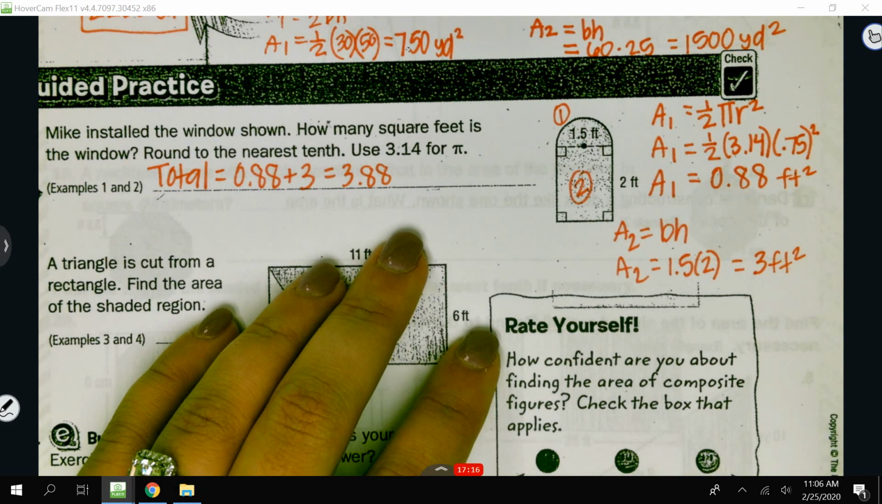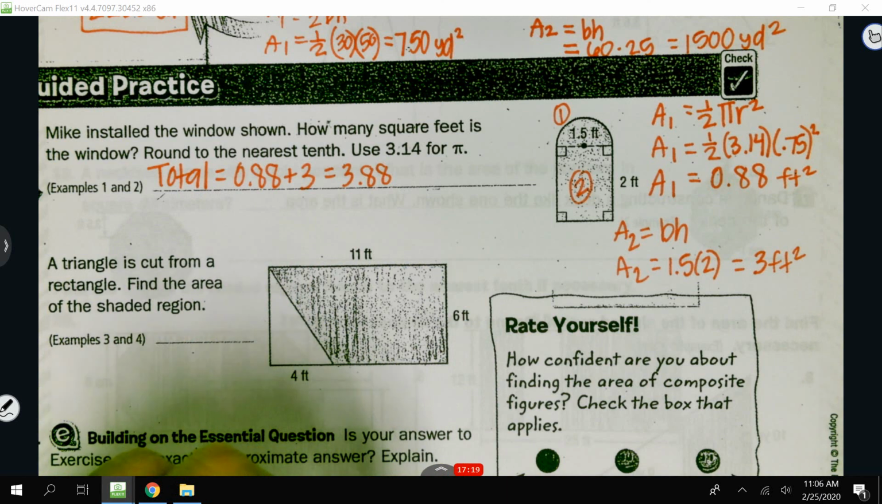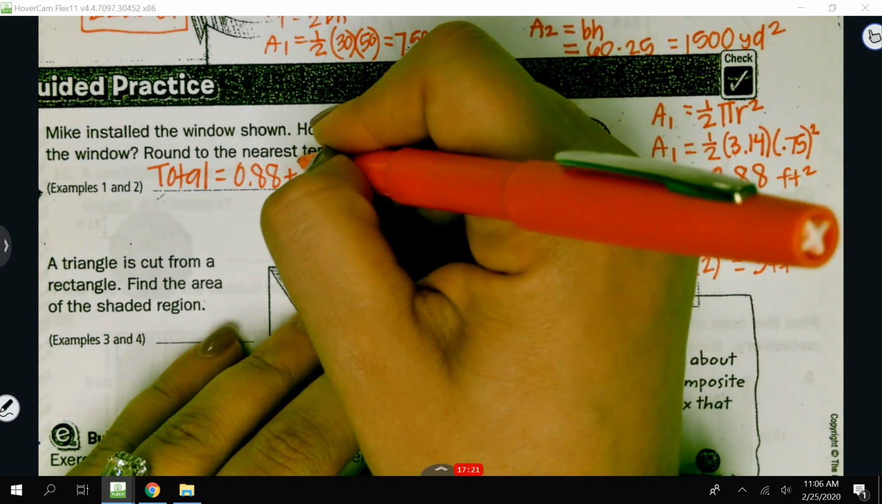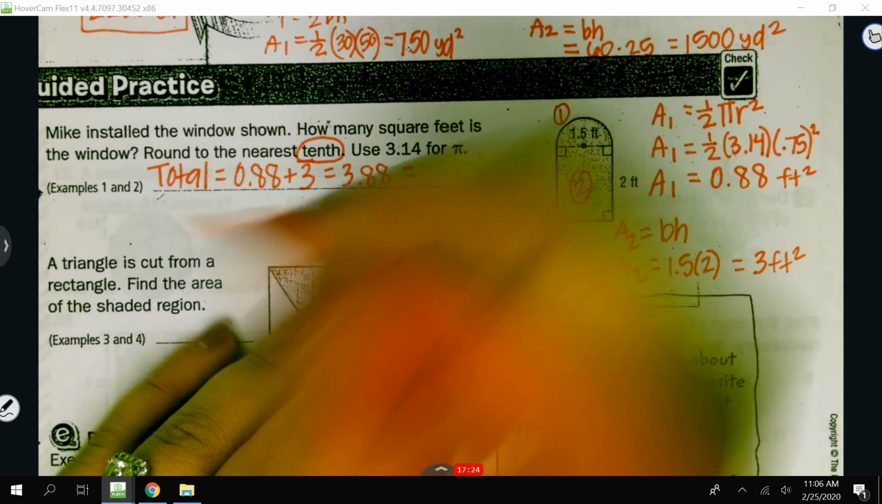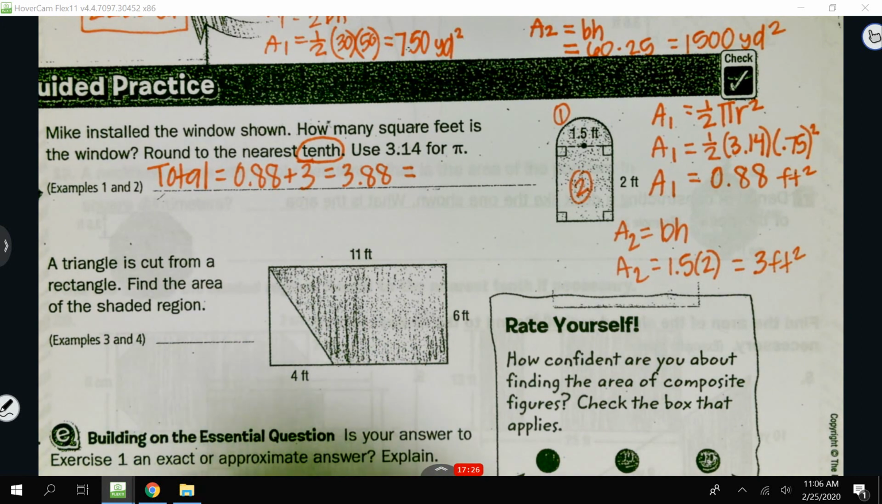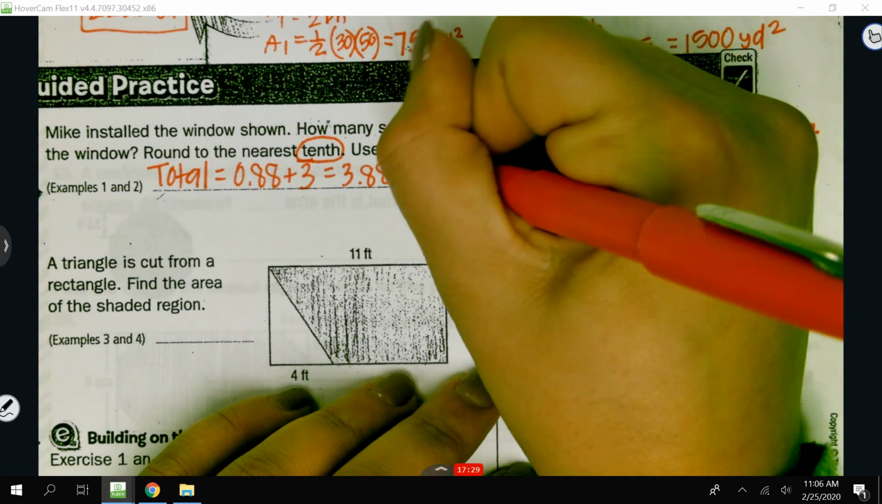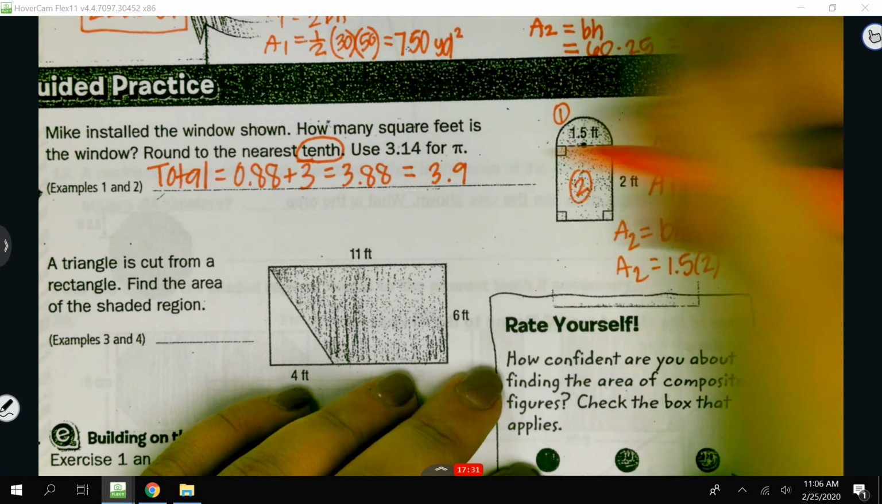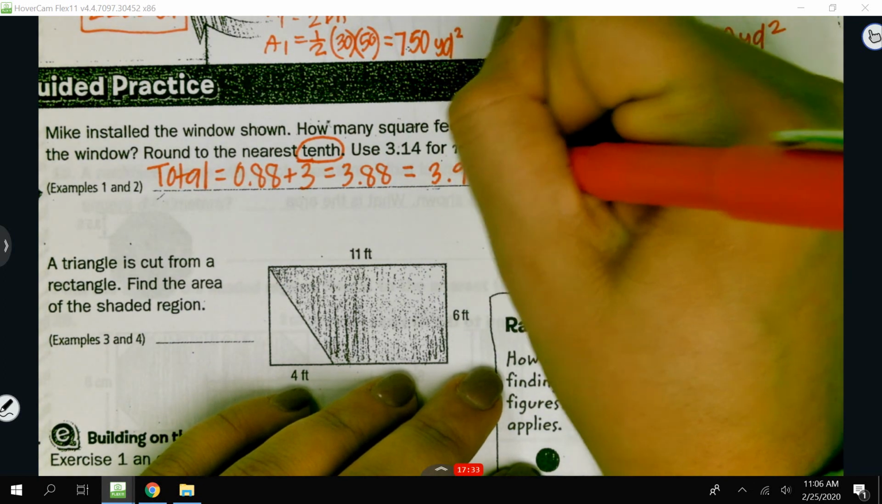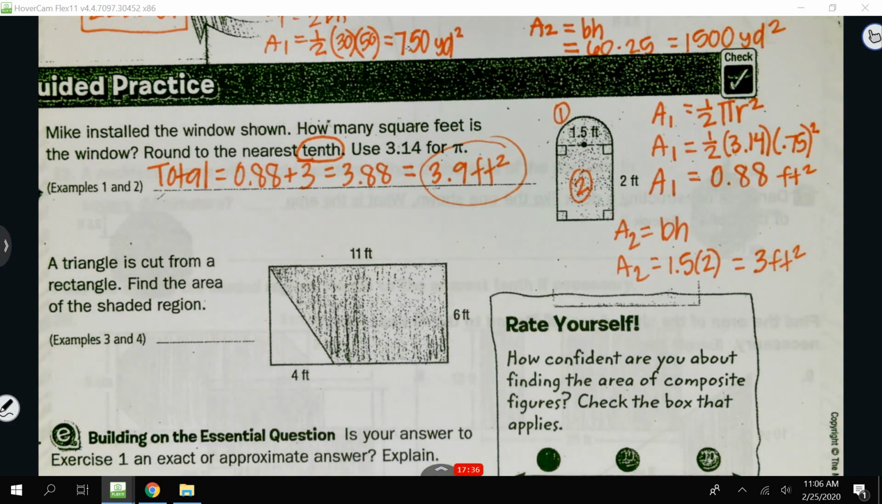But what did it say in the directions? Round to the nearest tenth. So I need to round it. So what would that be? 3.9. So 3.9 square feet. Yep, square feet. That's final. Any questions? We good? Okay.